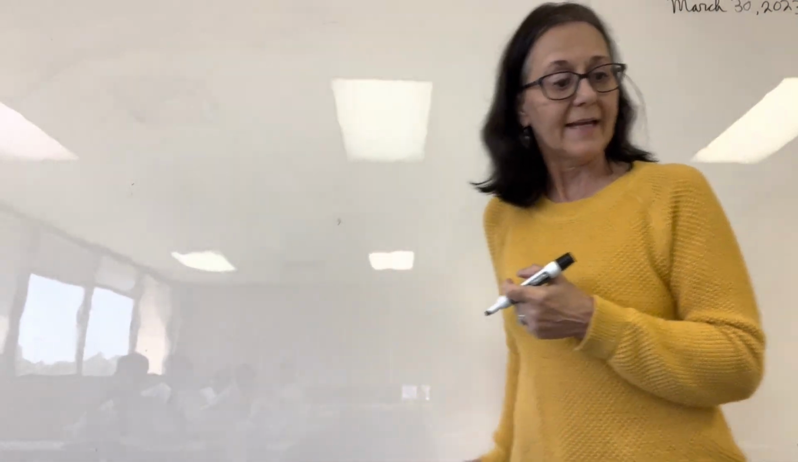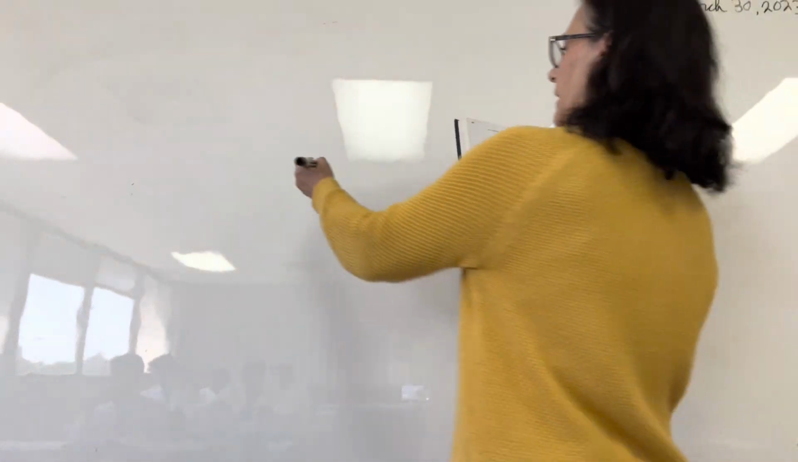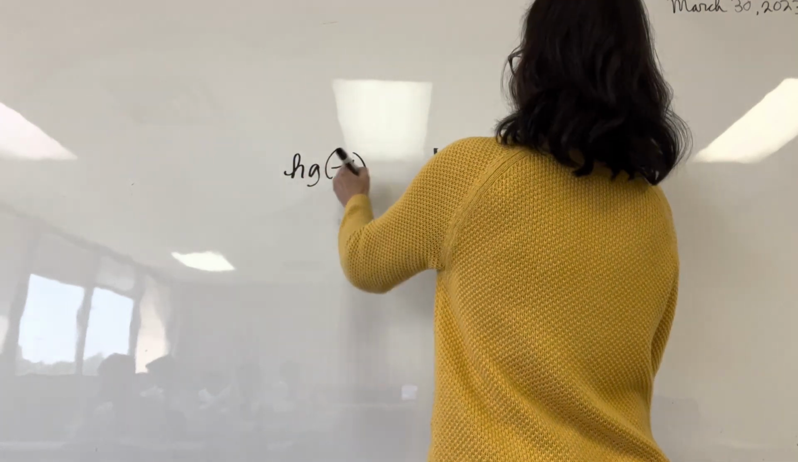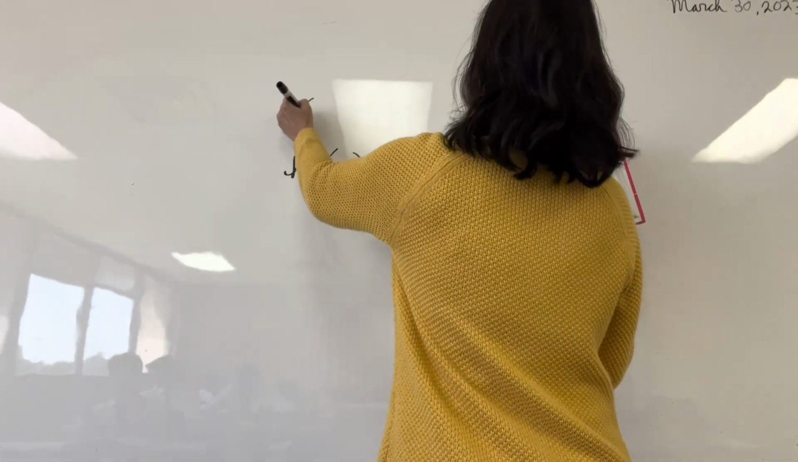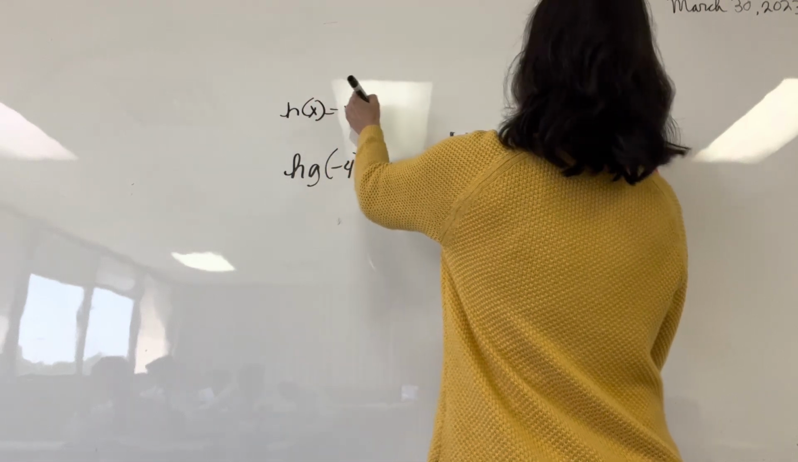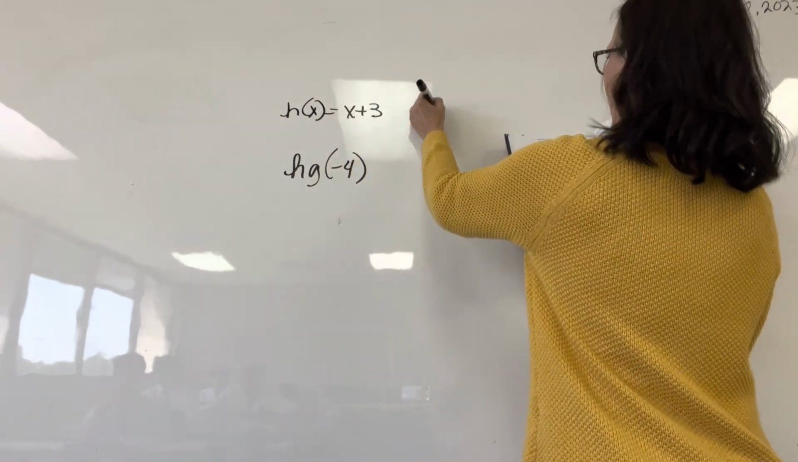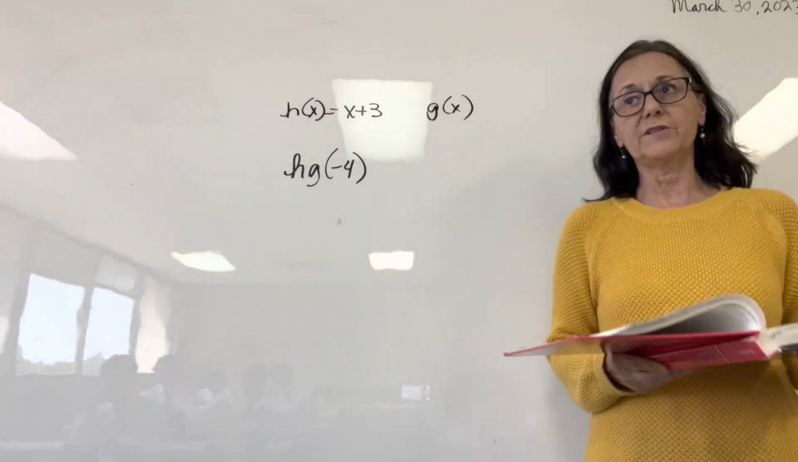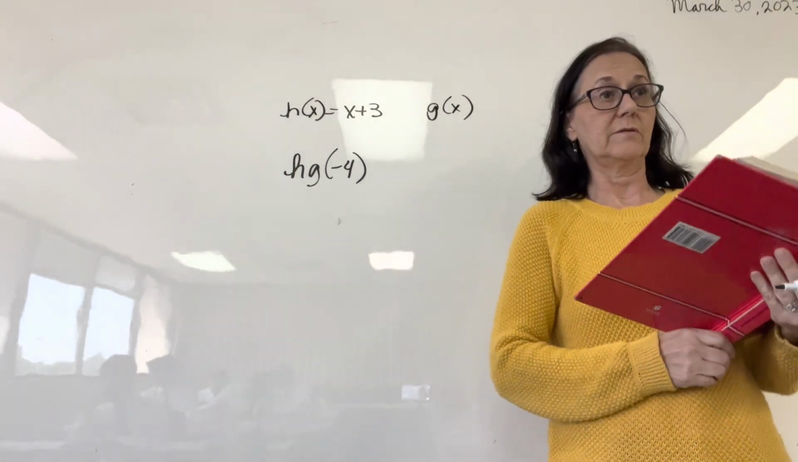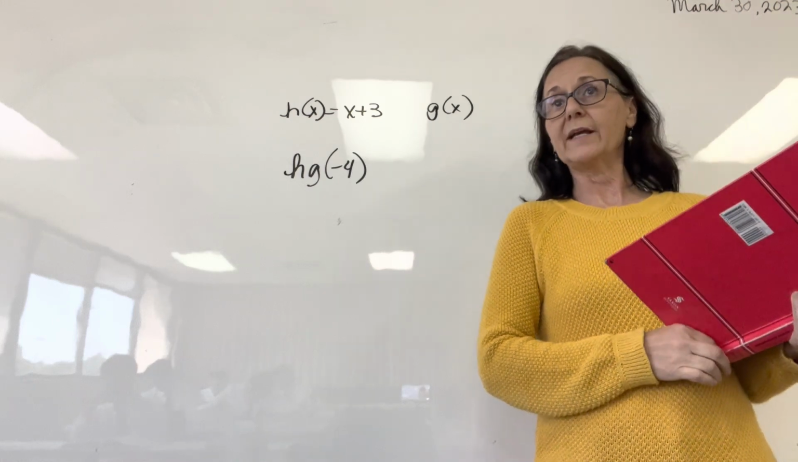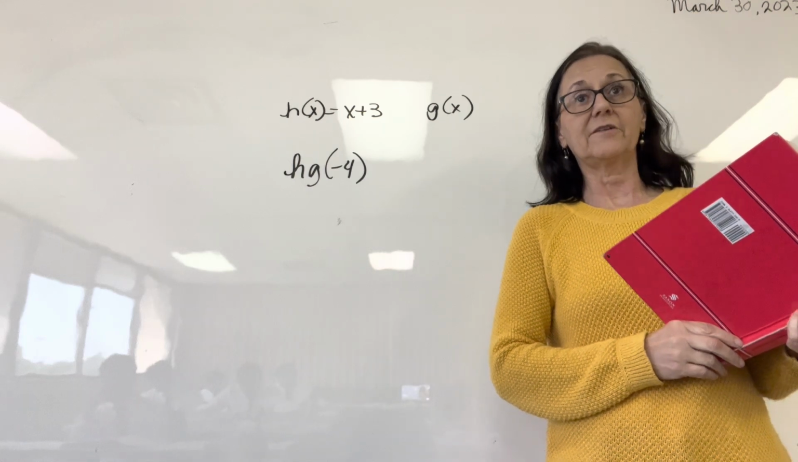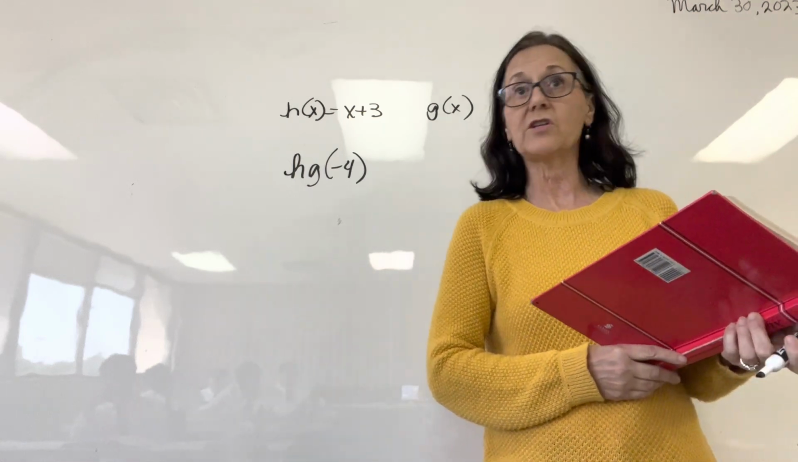All right, so look at example 3 on page 424. It wants us to find hg of negative 4. And h of x is x plus 3. I'm ignoring the domains because we're going to do these all as reals. So sometimes your answer key is not going to match your answer because they're changing the domains. I want you to do as all reals.